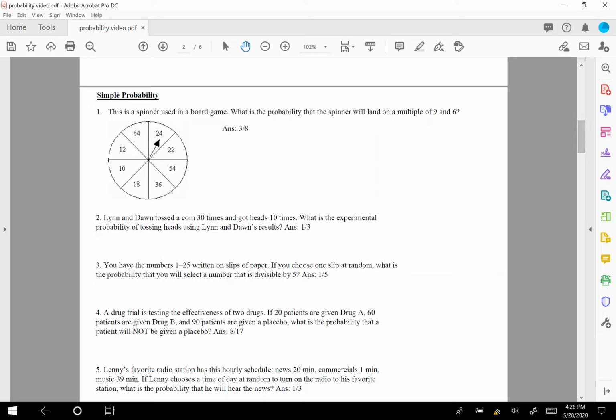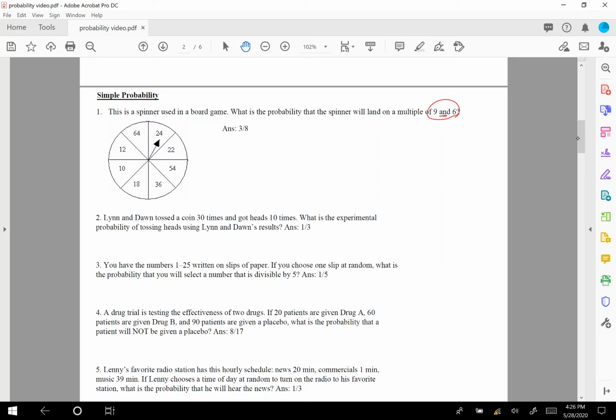Okay, this is a spinner used in a board game. What is the probability that the spinner will land on a multiple of 9 and 6? Keyword here is "and." So we have to look at these numbers here, and the numbers that we want have to be a multiple of both 9 and 6.